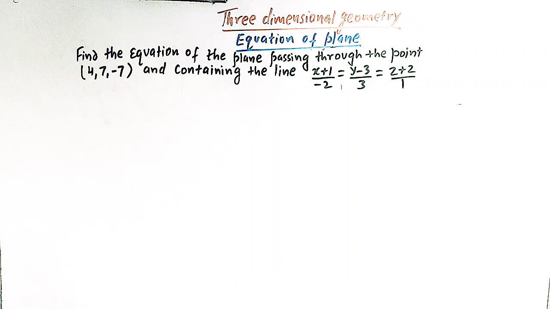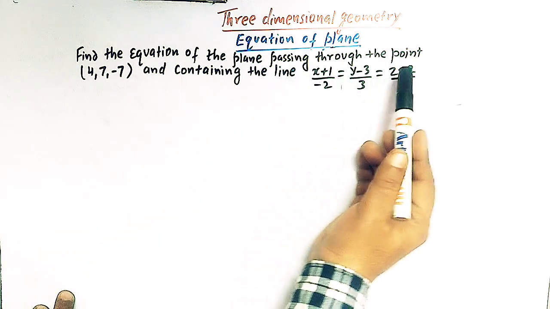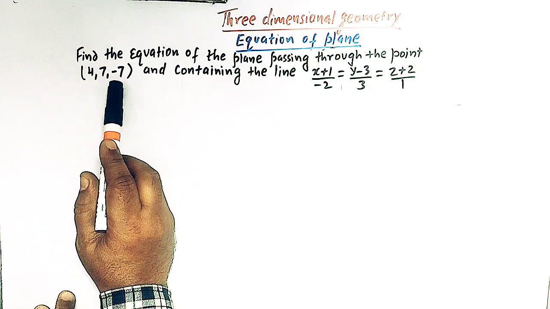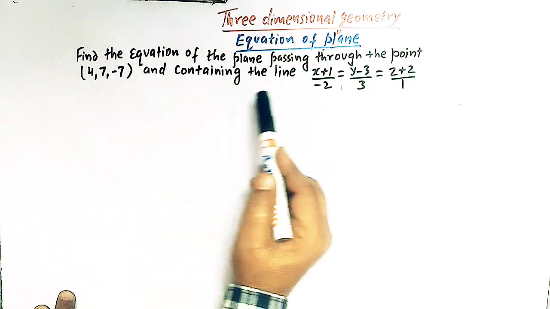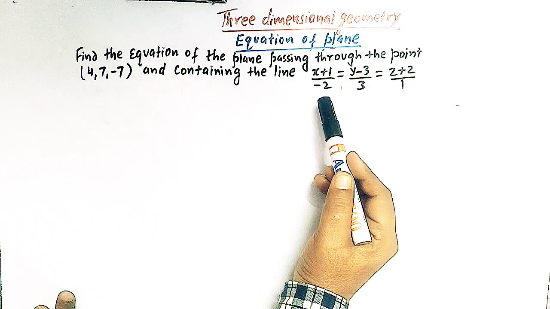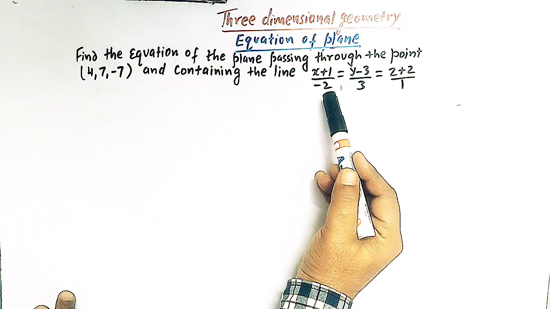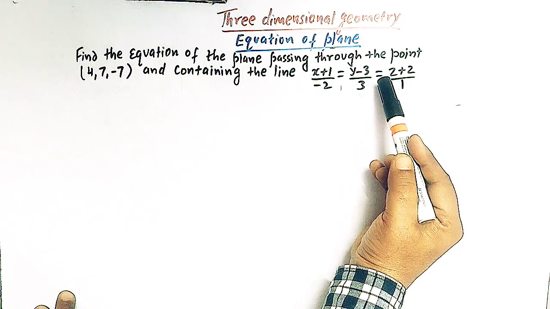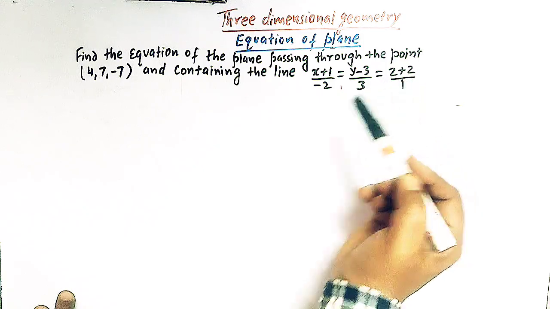Hello viewers, in today's session we are going to discuss another important problem from three-dimensional geometry, and here we are going to find out the equation of a plane which passes through this point, that is (4, 7, -7), and the plane contains this line whose equation is (x + 1)/(-2) = (y - 3)/3 = (z + 2)/1.